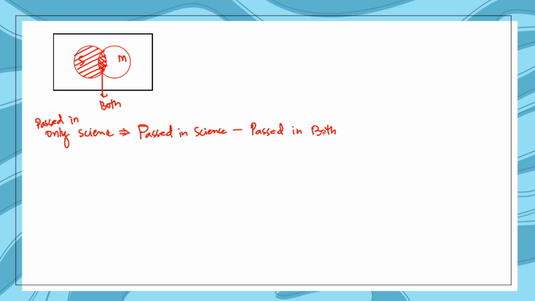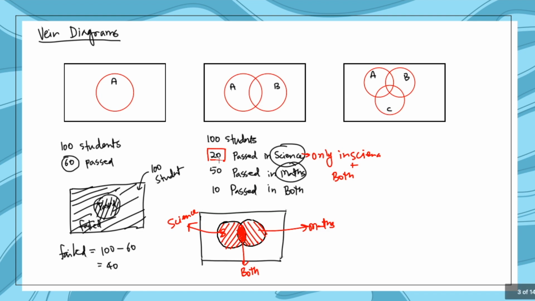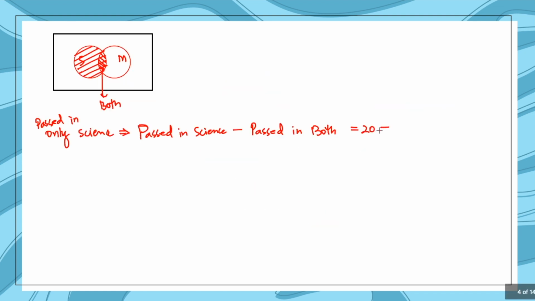So this number is going to tell you about how many have passed only in science, excluding those who passed in both. So how much was it? It was 20 who have passed in science, subtracted by those who have passed in both, that is 10. So this is going to give us 10. So there are 10 such students who have passed only in science.